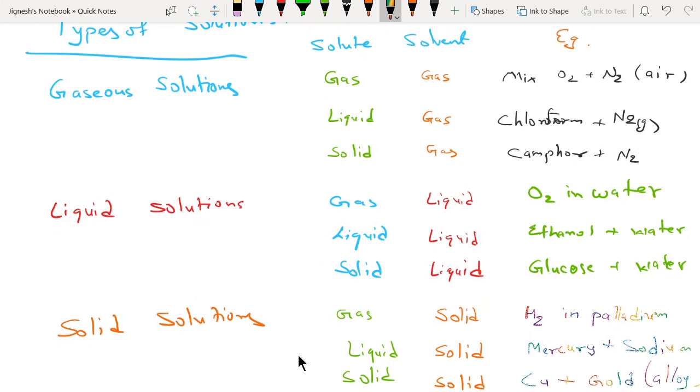Next day we will talk about all the expressions, how the unit of concentration can be expressed, that we will study. Thank you.